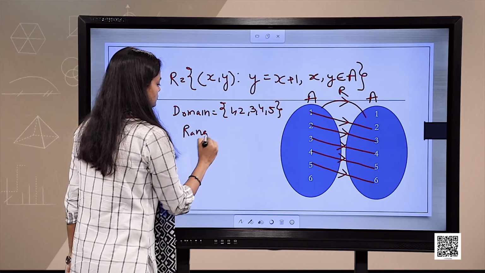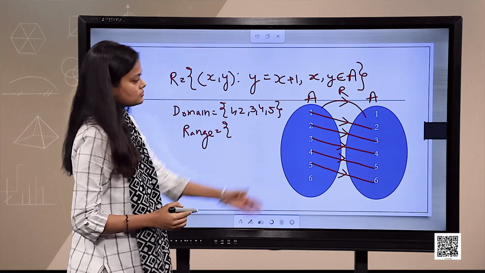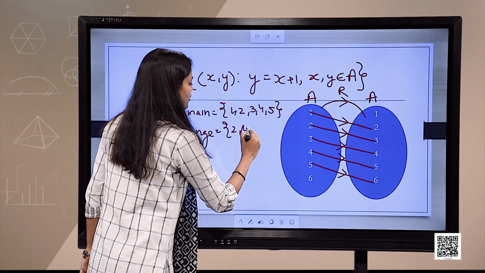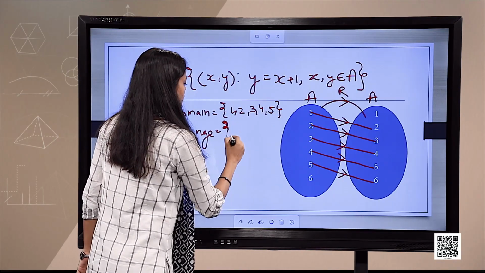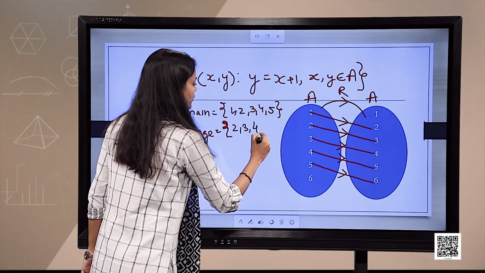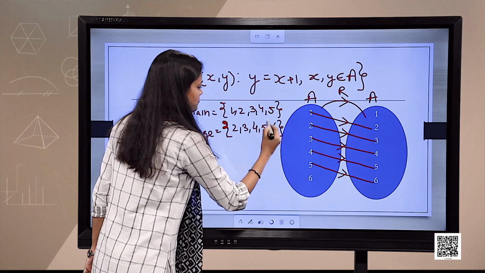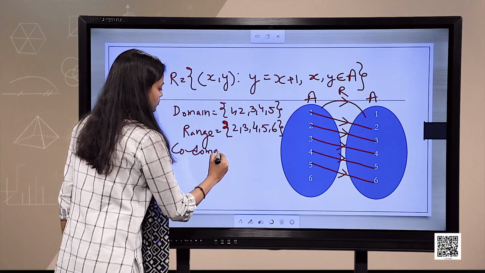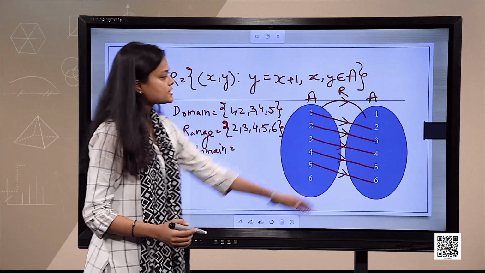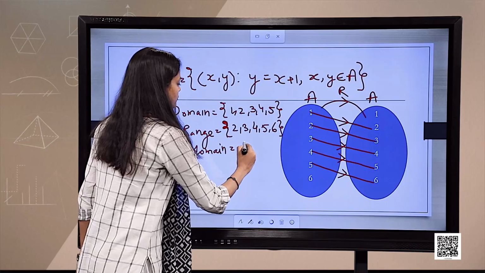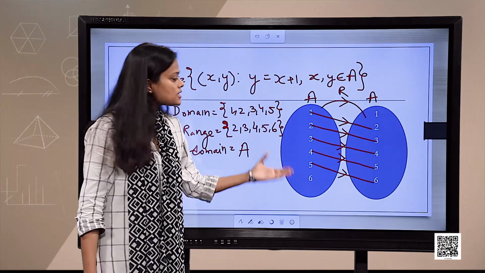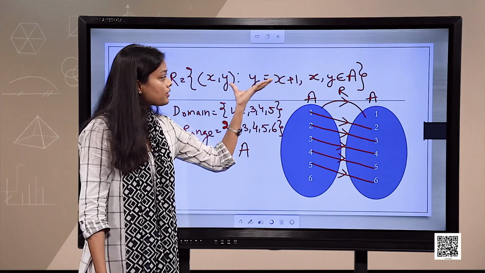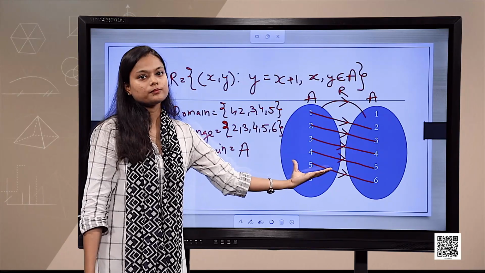Range: very well, we can see in this arrow diagram 2, 3, 4, 5 and 6. And codomain, full set A. So, this is how you can represent a relation from an arrow diagram.